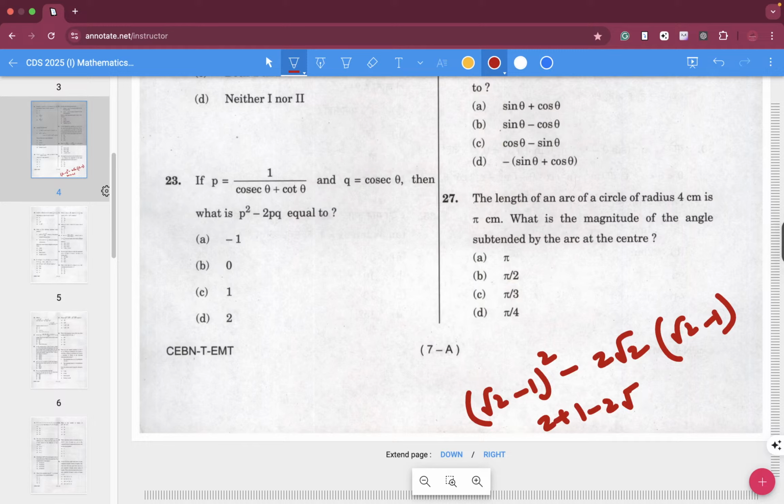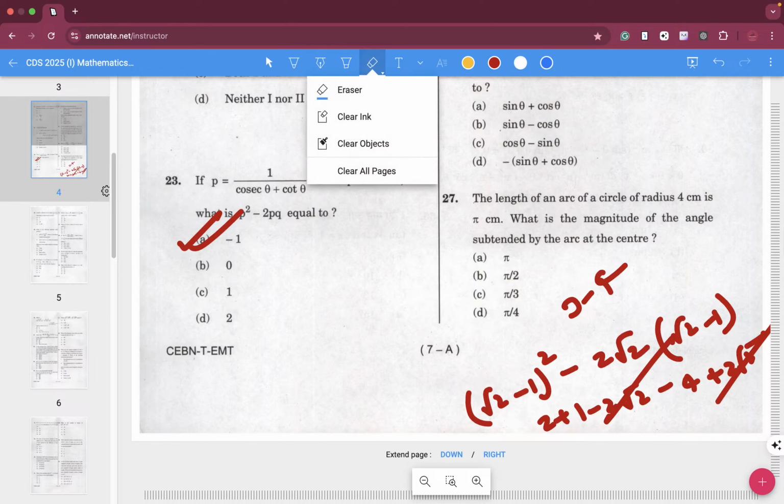2 root 2 minus of 4 plus 2 root 2, right? Is that what we have? This plus 2 root 2 minus 2 root 2 is gone. This is 3 minus 4, you get minus 1 as an answer over here, folks, right? So this is the correct answer for question number 23 over here, folks.